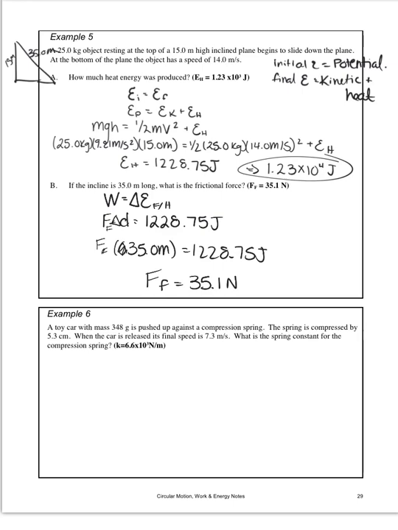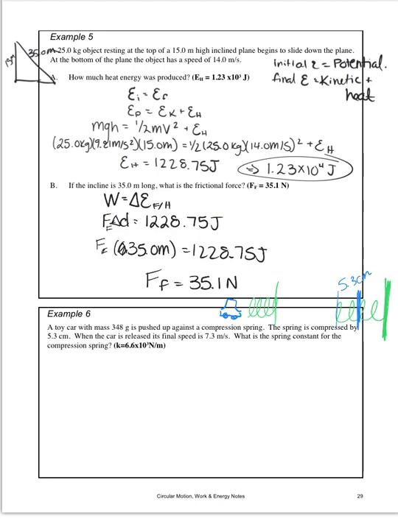All right, last one. A toy car with mass of 348 grams is pushed up against a compression spring. The spring is compressed by 5.3 centimeters. When the car is released, its final speed is 7.3 meters per second. What is the spring constant for the compression spring? So we've taken a spring against maybe a wall here, and we've put a toy car up against it and pushed it in a little bit. So the total amount compressed was 5.3 centimeters is what that's saying.